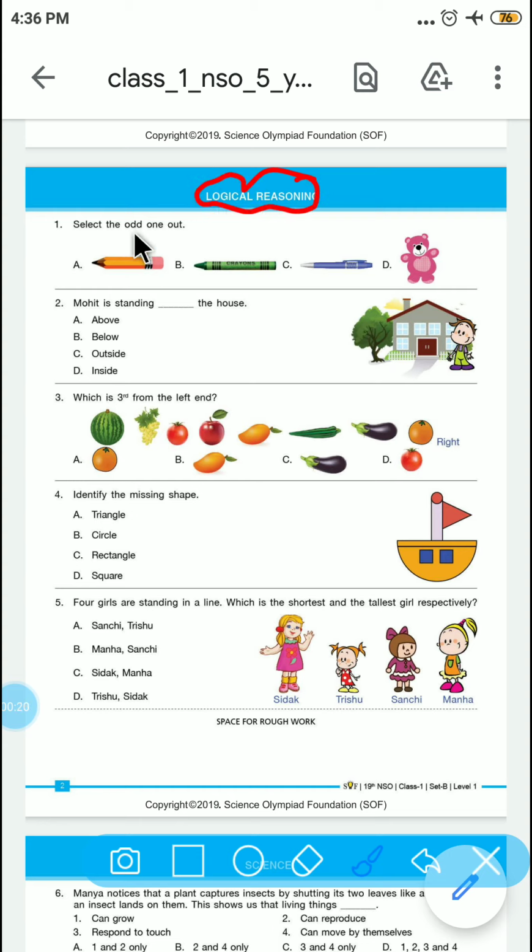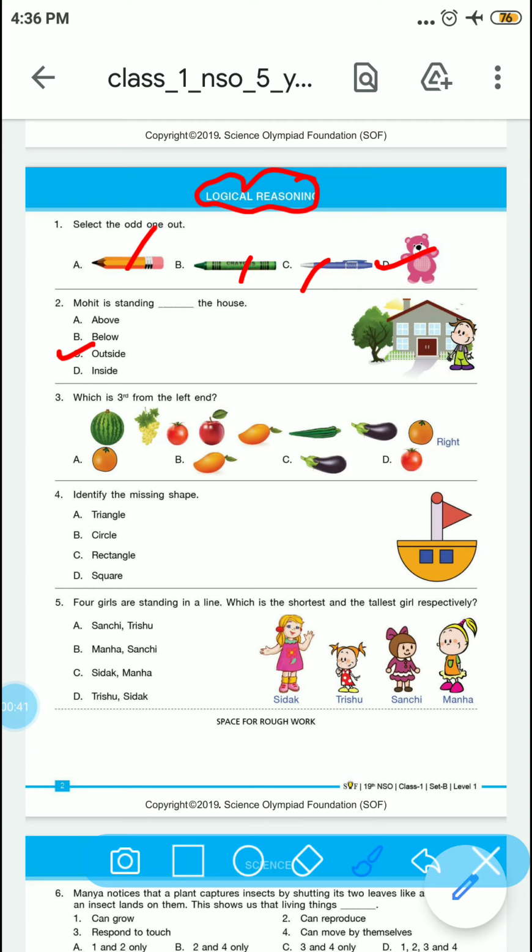First question is select the odd one out. So here all these three are for the writing purpose except teddy bear. So it is the odd one out here. Mohit is standing dash the house. So what is it? So it is outside the house. So the correct option is C.